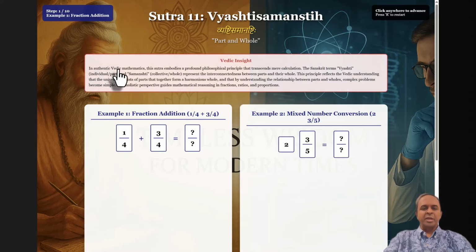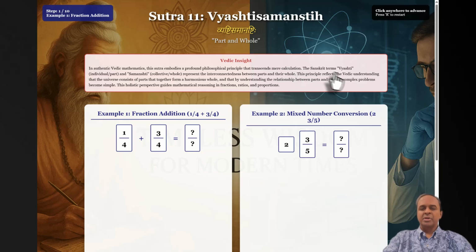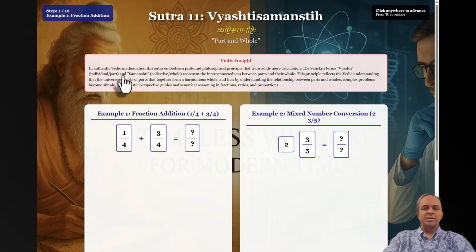So, in authentic Vedic mathematics, this sutra embodies a profound philosophical principle that transcends mere calculations, right? So, the Sanskrit term Vyasti, individual or part, right? And Samasti, which is collective or whole. So basically, you can say individual or collective or part and whole. So that's what it translates to.